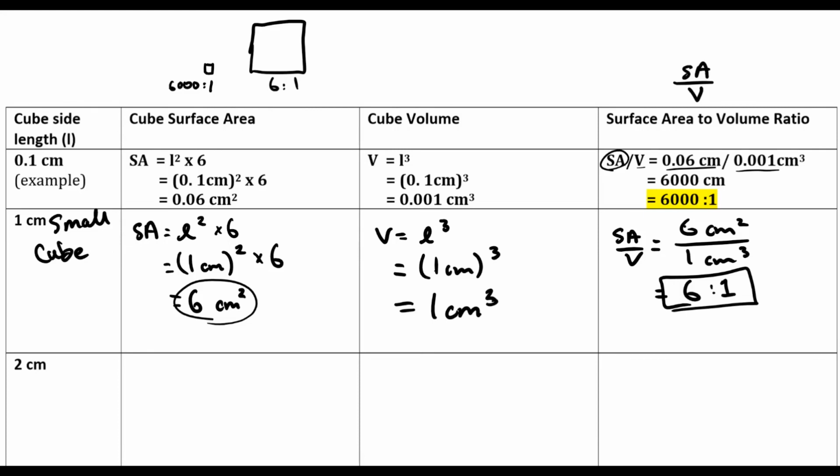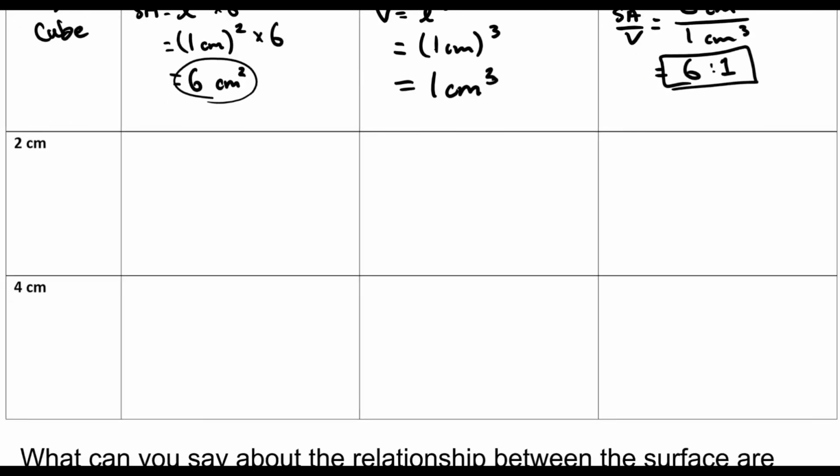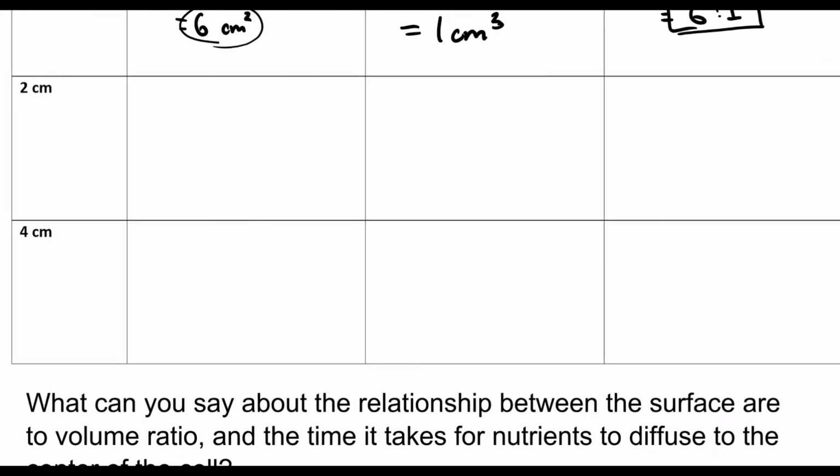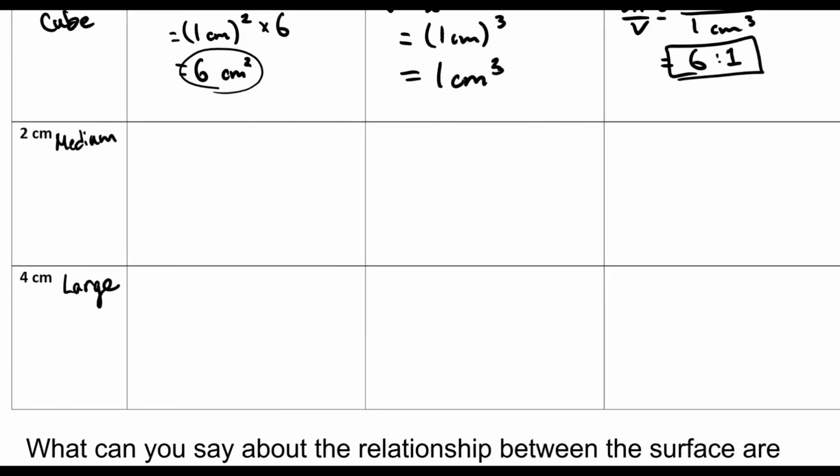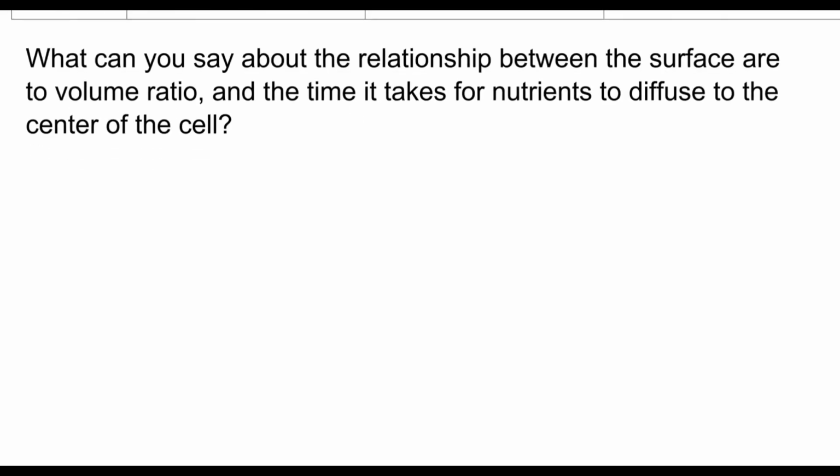So what I want you to do for the rest of this notes package, for the rest of today's lesson, is calculate the surface area to volume ratio for a 2 centimeter cube. That was kind of the medium sized cube. And the 4 centimeter cube, that was the large cube. So go ahead and calculate the surface area to volume ratio of both of these. And then I want you to answer the question: what can you say about the relationship between the surface area to volume ratio and the time it takes for nutrients to diffuse to the center of the cell?